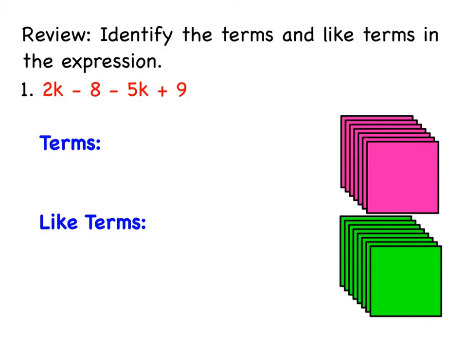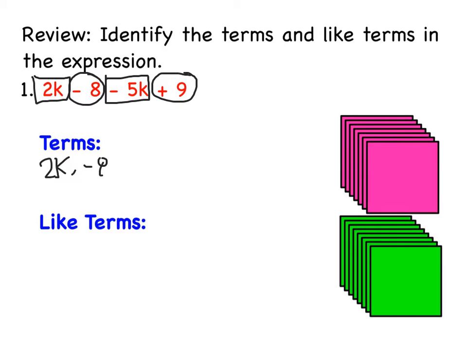So I'm going to go ahead and put boxes around all of my k's, including the sign in front. And I'm going to put circles around all of my constant terms. So notice I have 4 separate terms, and I'm just going to list those 4 terms. So I have 2k, -8, -5k, and 9. Now in groups of like terms, I'm going to list 2k and -5k, and I'm going to list -8 and 9.